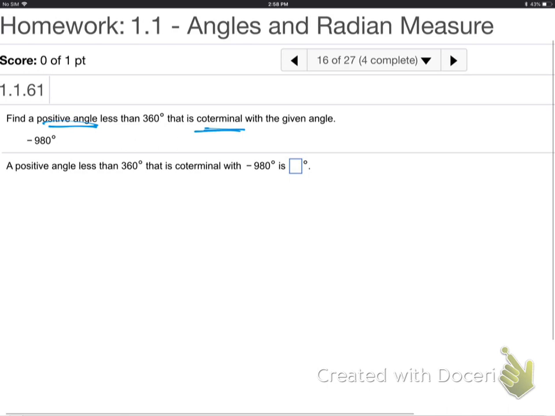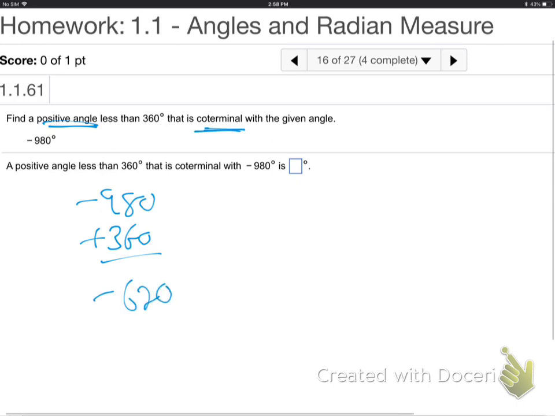You'll end up in the same spot you were before. So if I take minus 980 and I add 360, whatever I get is going to be the same place. It's going to be coterminal, ending in the same place, isn't it? I haven't changed the ending place. Right. So what is that? Minus 620, just use a calculator.